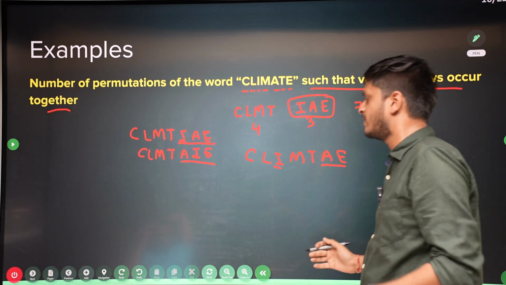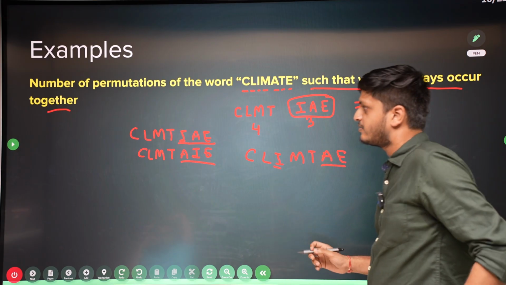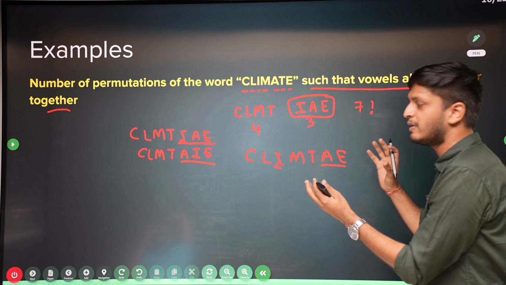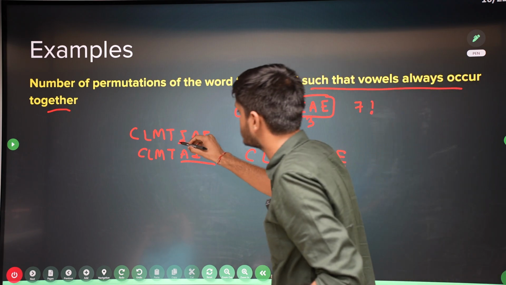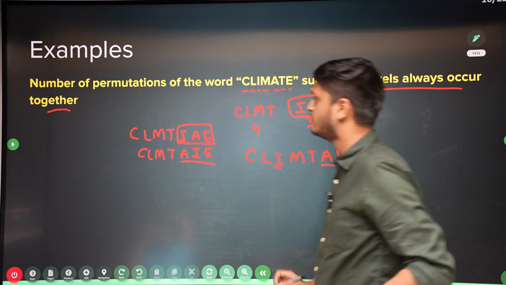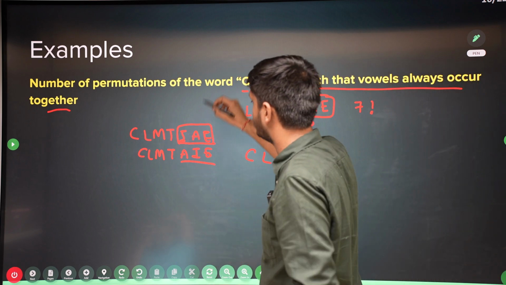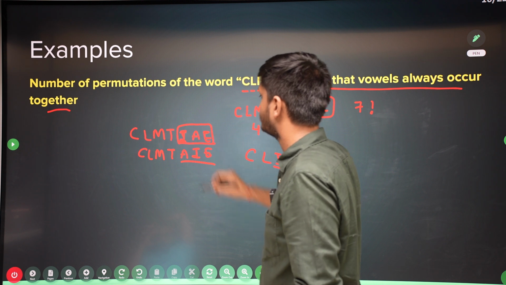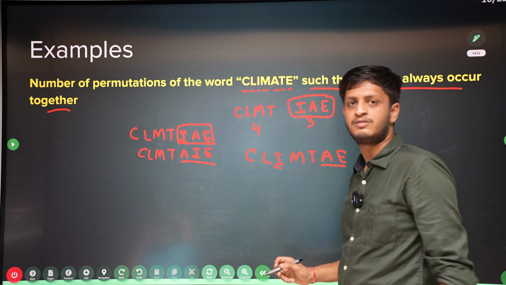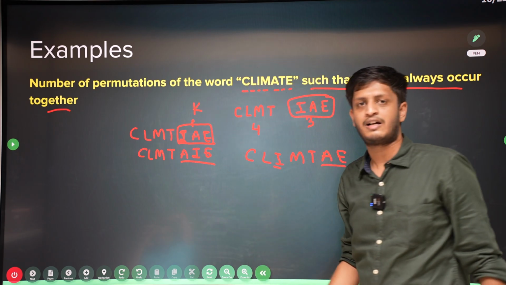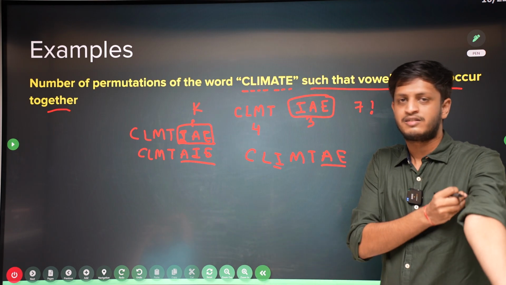So try to break the problem again. There is a standard trick to solve this. Always see, when they say a certain group of people always come together, consider them as a group. Consider them as a single entity. Let's say this is a different word, IAE is a different word now. You can name it anything. Let's say it is K. I've named it randomly.